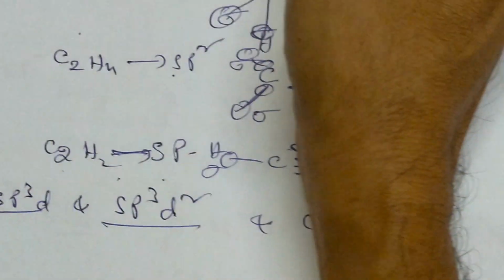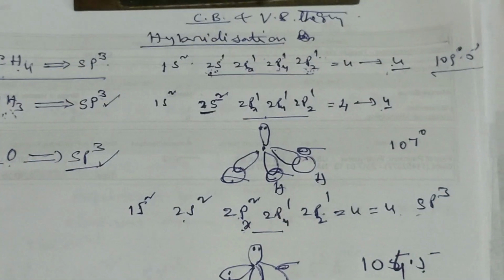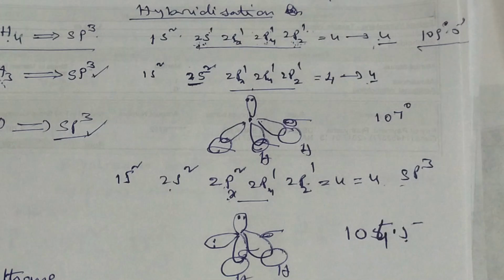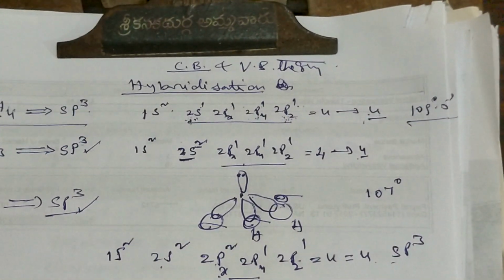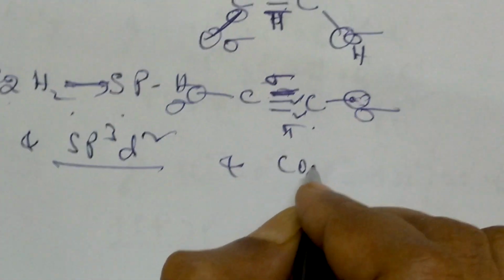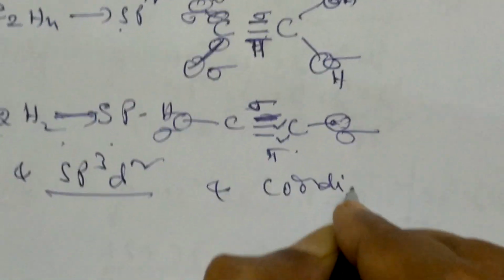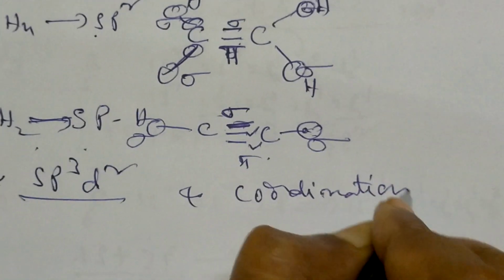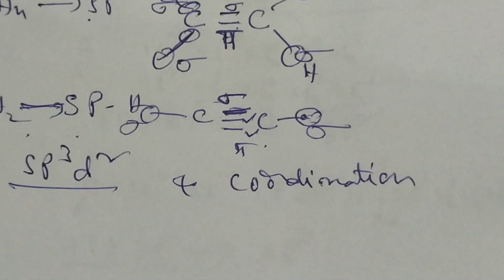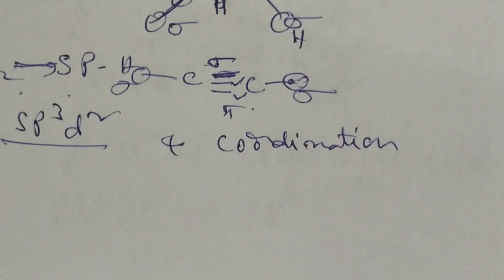So far we are seeing covalent bonds. Covalent bonds are sharing of one electron each, so it is for both. Whereas coordination means one party only is giving the electrons. That we will see tomorrow.